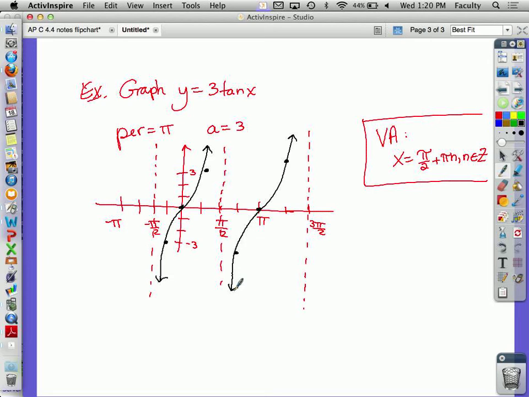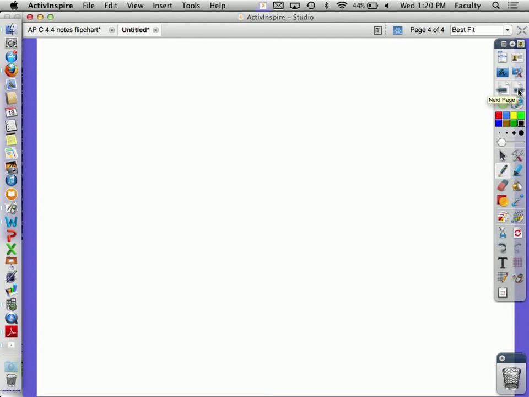All right, everybody have this? So when you're graphing, I'm going to want to see the period and vertical asymptotes with tangent and cotangent. Okay, let's try this one. Y equals tangent 2x.